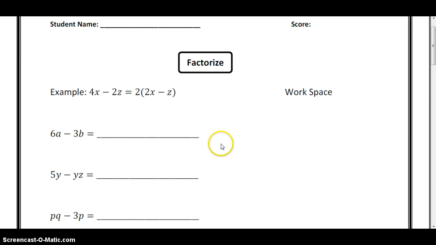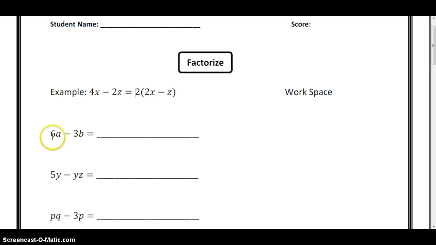So today we're going to look at some basic factoring of some binomials. As you can see from this example right here, we have 4x minus 2z, and what they've done is they've factored out a 2 from both of those terms. In other words, if you were to multiply 2 times 2x, you get back to the 4x, and multiply 2 times negative z, you get back to the 2z. Again, this is just another way of writing your expression, but in a factored form.